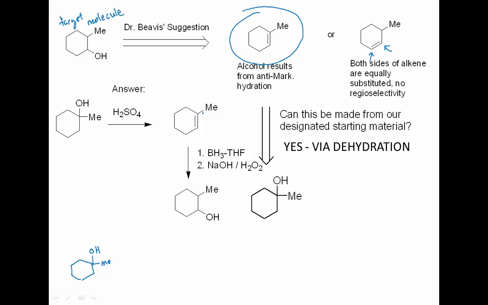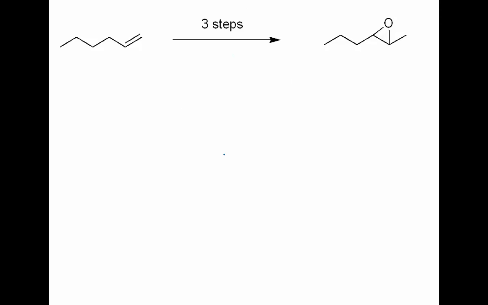This gives us the alkene. The alkene that we get, we treat it under hydroboration conditions, and that gives us the alcohol in the place where we're asked to put it. Okay, let's do another problem.